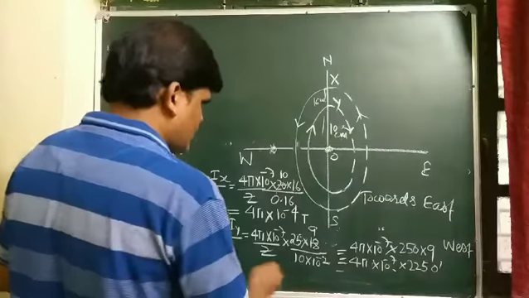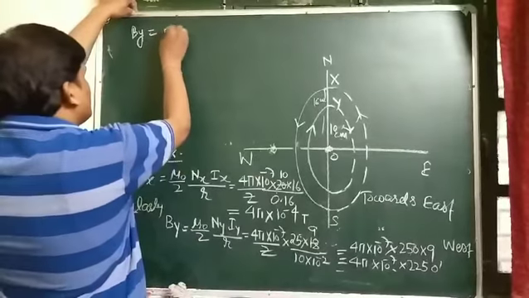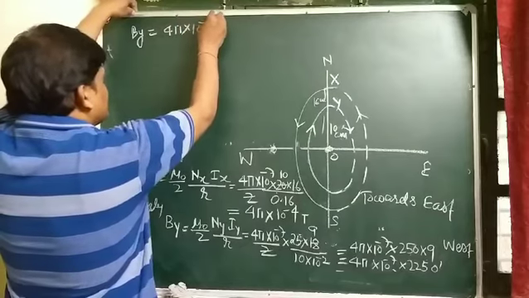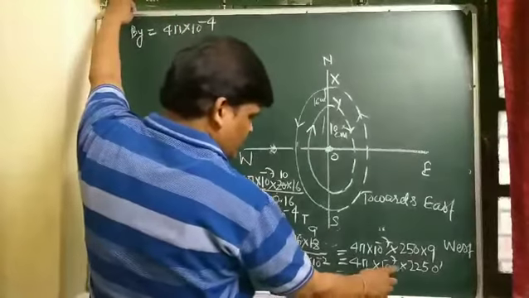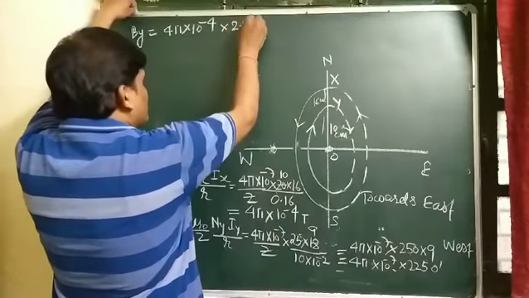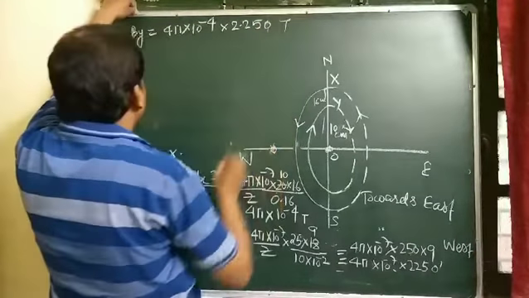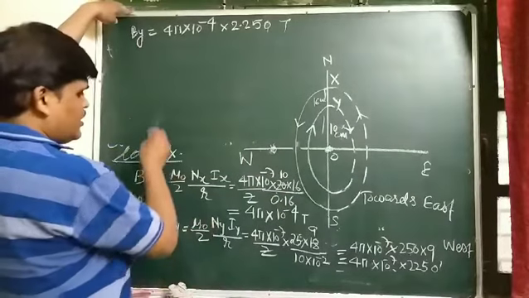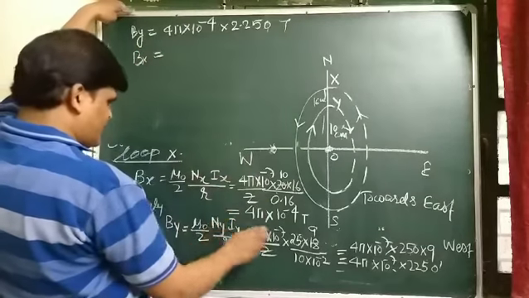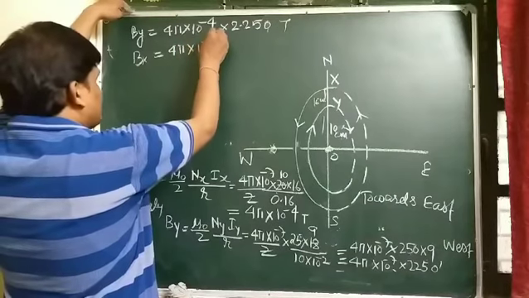So By is 4 pi into 10 to the power minus 4 into 2.25, in Tesla. And Bx we have already calculated, that is 4 pi into 10 to the power minus 4 T.